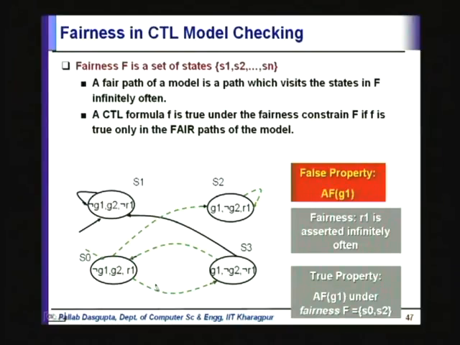Right. Now, why do we want to have fairness in CTL model checking? Because we want to express things like certain assumptions about the environment behavior, and we want to check the property under those environment behaviors. So, the fact that R1 is asserted infinitely often is one of those behaviors.